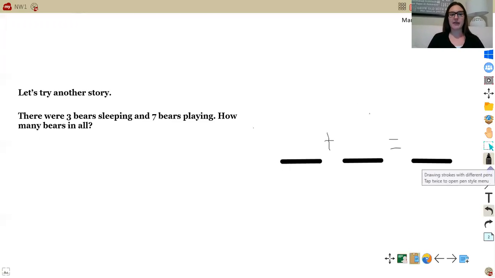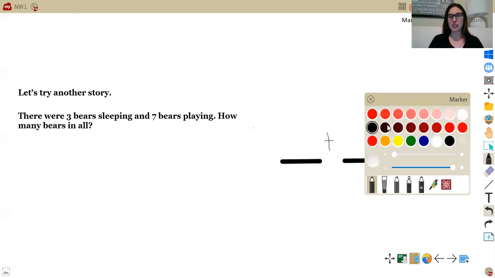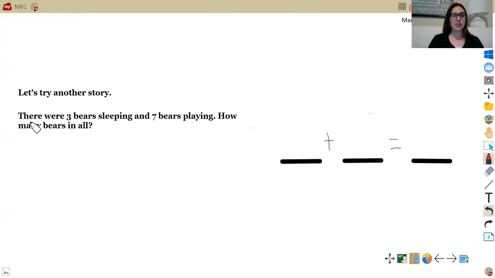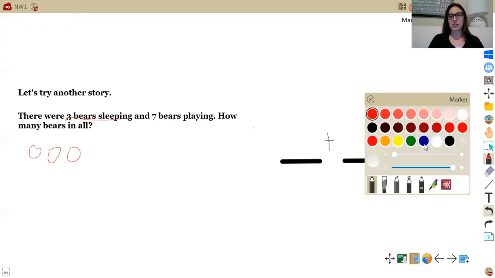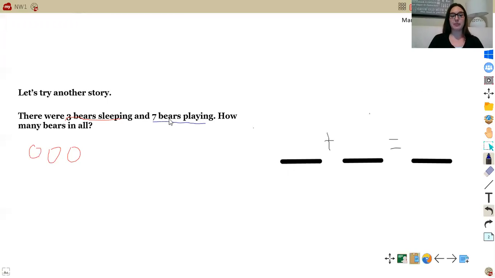Okay, so now that you have finished your problem, we're going to check our work so you can see if you got it right. Follow along. I'm going to use pink. There were 3 bears sleeping, so I'm going to draw 3 circles. 1, 2, 3. And then I'm going to change my color to represent the bears that were playing. And there were 7 bears playing.